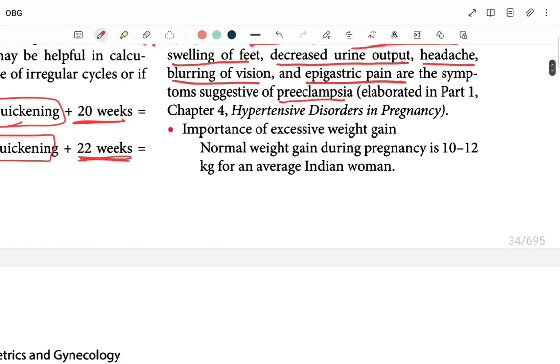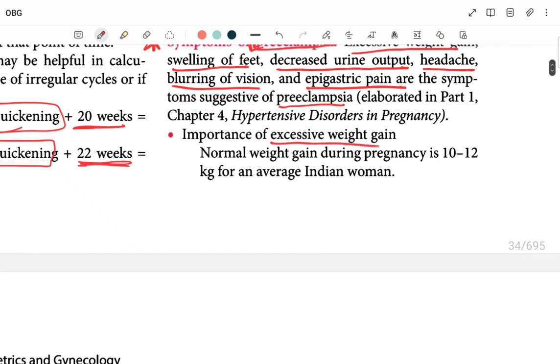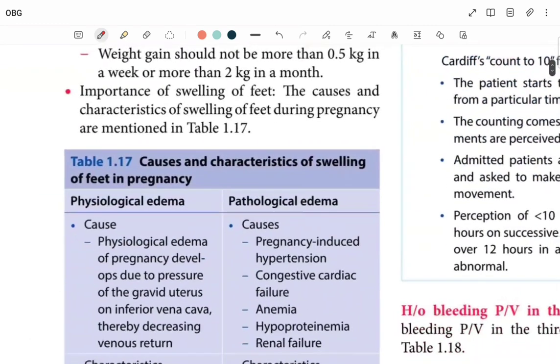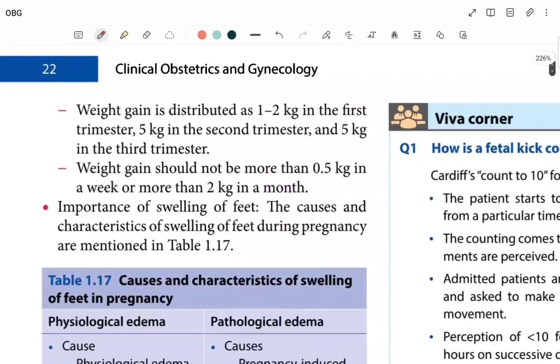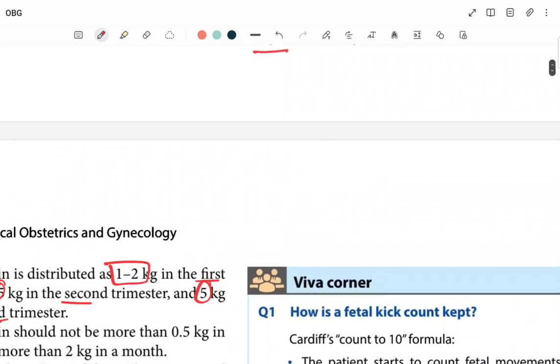So the importance of excessive weight gain. What is the importance of excessive weight gain? The normal weight gain during pregnancy is generally around 10 to 12 kg for an average Indian woman. The weight gain is distributed as 1 to 2 kg in the first trimester, 5 kg in the second trimester and another 5 kg in the third trimester. So totally it's going to be around 10 to 12 kg.